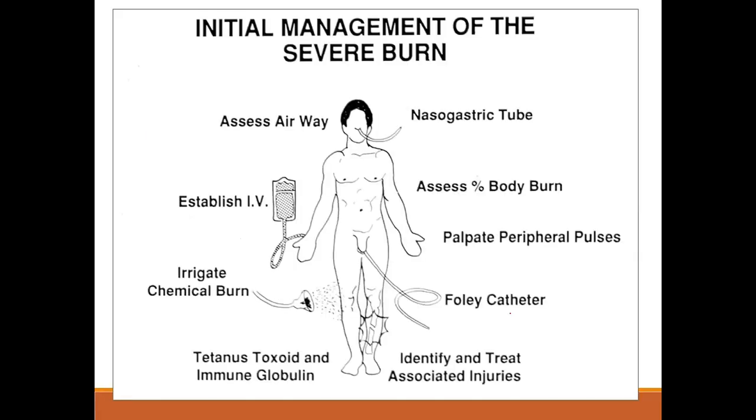Now, the initial management of severe burns: you ensure patent airway, okay? You give IV fluids, copious irrigation of the burns injury. Pass NG tube, assess percentage burns, because this is very important to administer IV fluids. Okay, this is just a diagram representing the acute management of burn. Give tetanus, identify and treat associated injury. Of course, for major burns, you pass catheter.